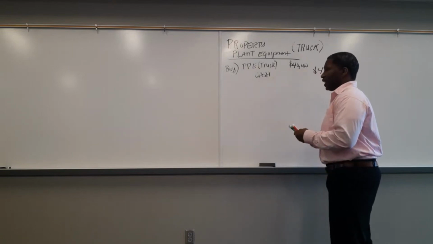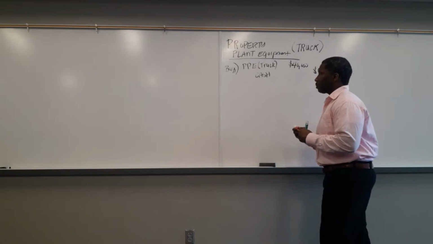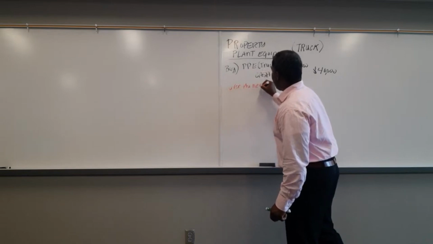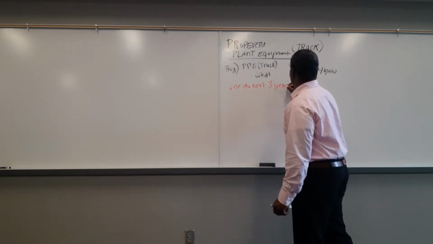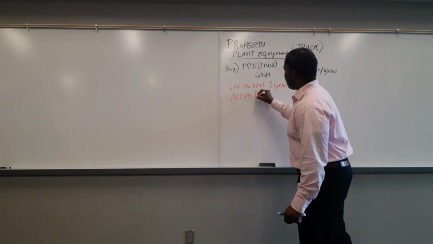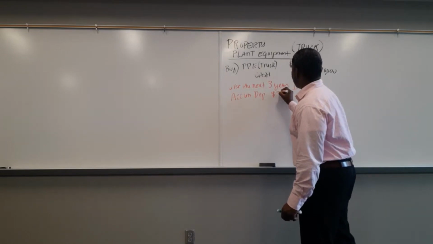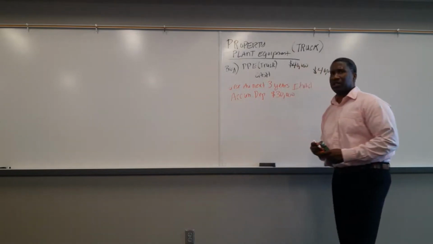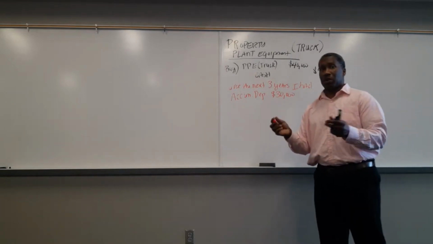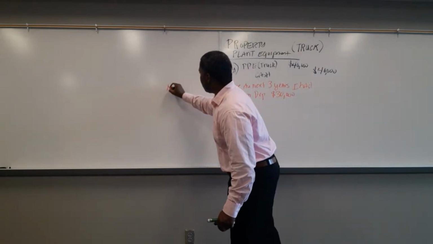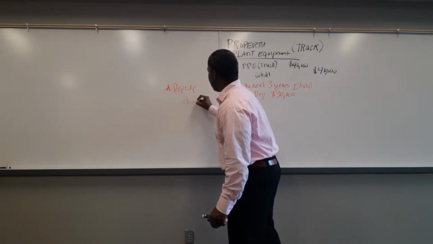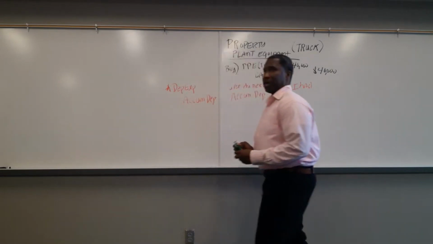Now, we're going to talk about depreciation in a second, but I'm just going to say that over the next 3 years, I had accumulated depreciation of $30,000, okay? We'll talk about depreciation in a second, but over the next few years, I had accumulated depreciation. The way that journal entry looks, which is what we'll talk about in a second, what you would have would be a debit to depreciation expense and a credit to accumulated depreciation. Okay, that's what the journal entry would look like.